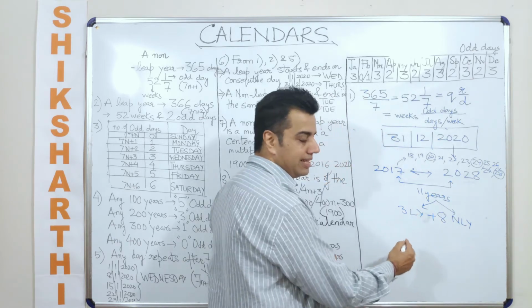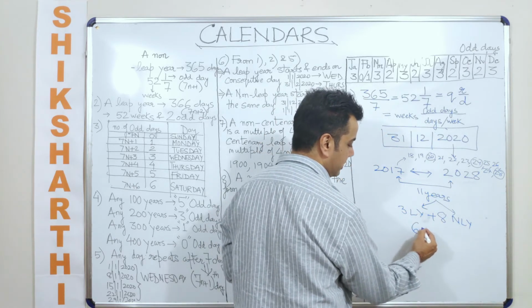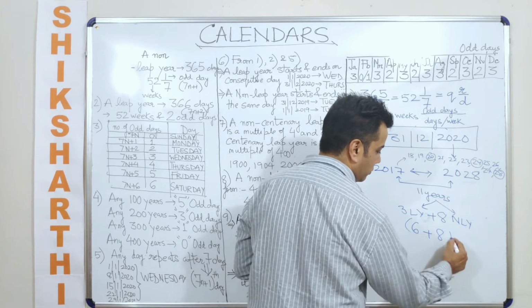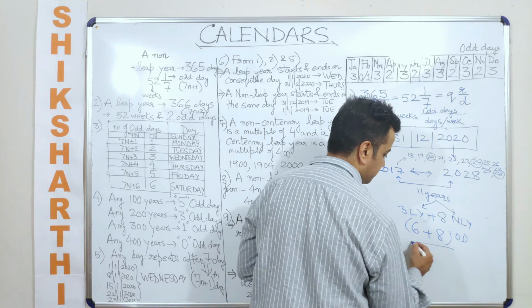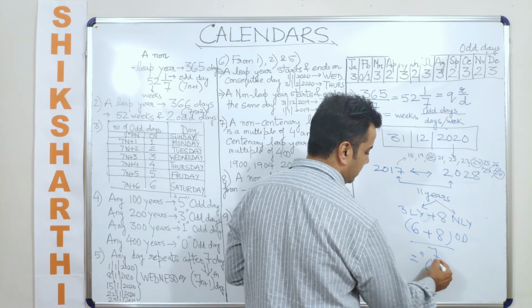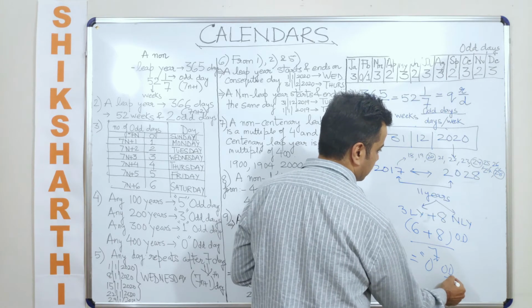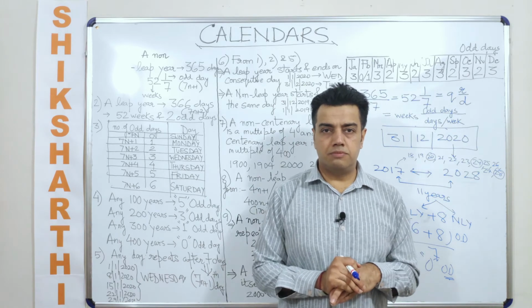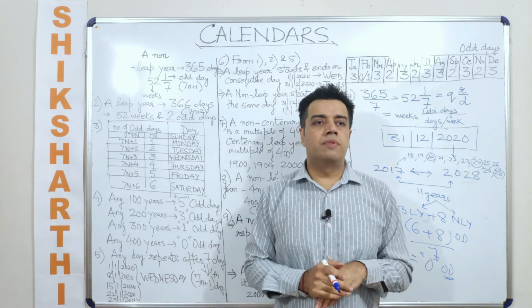These 3 leap years are going to give me what? 6 odd days plus another 8 odd days for non-leap years. So in total, how many odd days are we getting? We are getting 14 odd days. In short, you are getting what? 0 odd days. Right? Is what you are going to get.